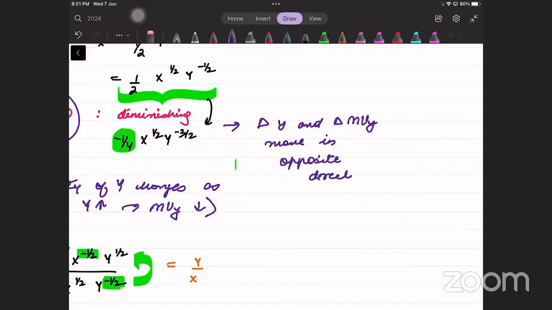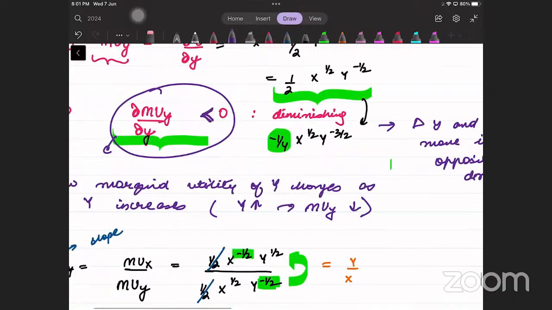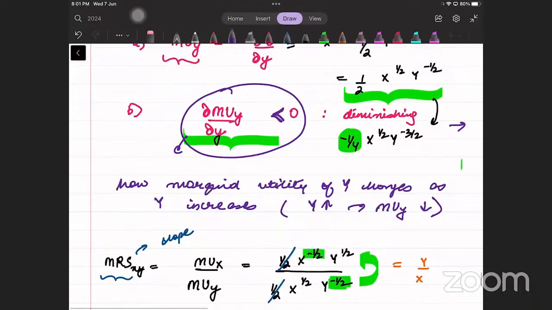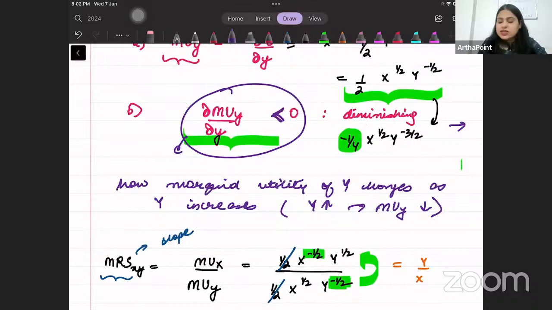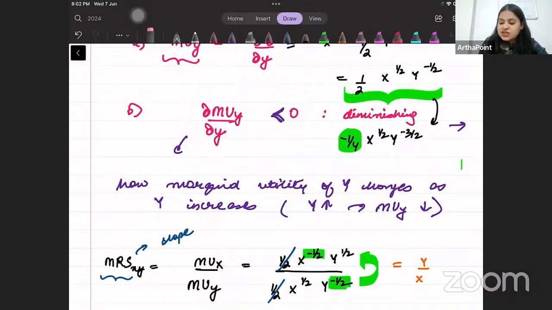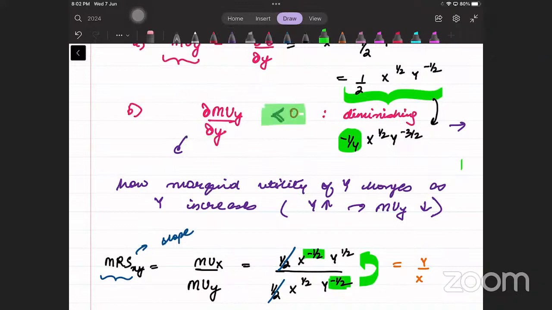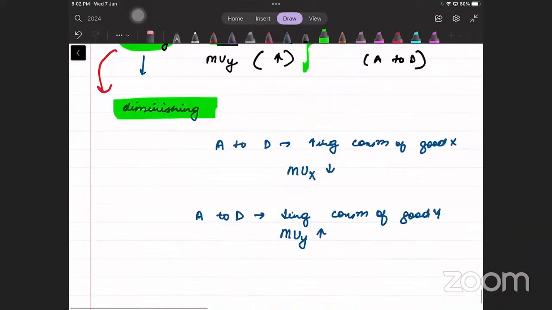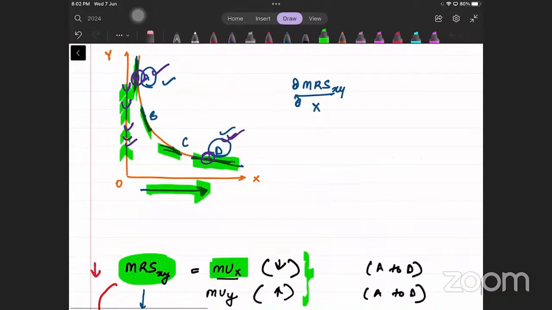Ma'am, but the answer should be one, right? Either the marginal utility of y is increasing or decreasing. It is decreasing, it is diminishing. That is what we are saying always. When we are saying that this is less than 0, it means it is diminishing. But here in this screen only, like MUY, you said it is increasing.